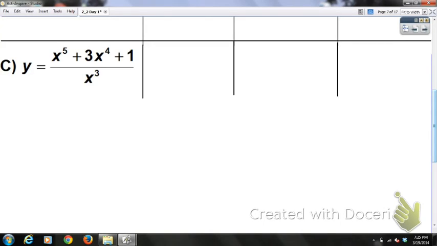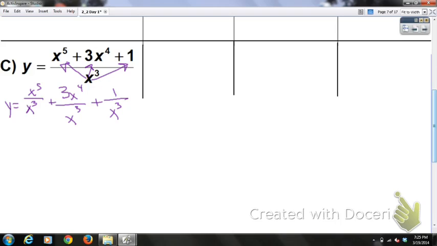Looking at C, we have y equals x to the 5th plus 3x to the 4th plus 1 all over x cubed. This requires a little bit more rewriting than the others. So let's first take our denominator and put it into each piece of our numerator. So I'm going to rewrite down here first y equals x to the 5th over x to the 3rd plus 3x to the 4th over x to the 3rd plus 1 over x to the 3rd.